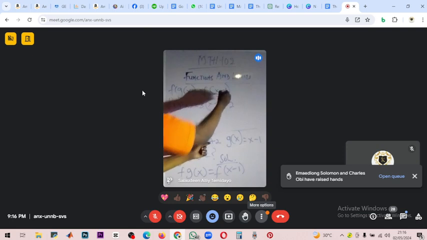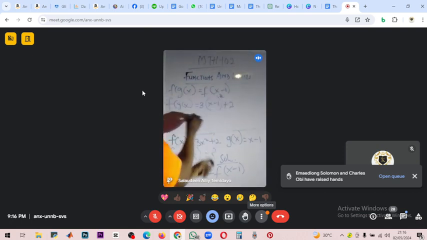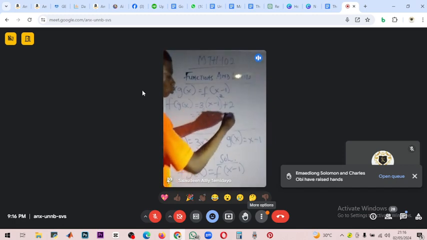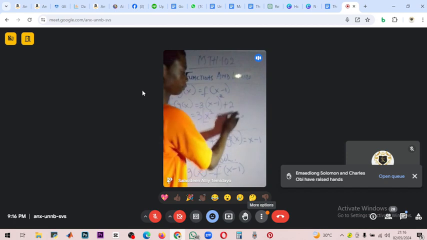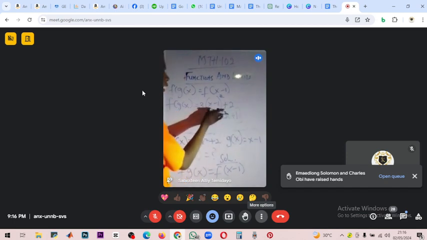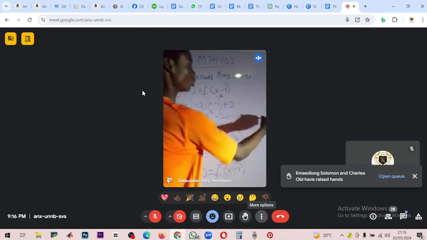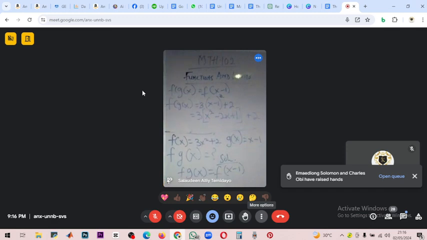X minus 1 squared because of this squared. So just open this bracket. I shouldn't do that for you again. That is x squared minus 2x plus 1. That is to open the bracket. And this plus 2 is outside. Are we together? I will solve another example.